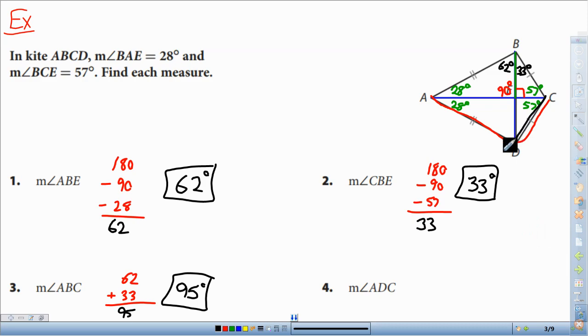If we notice that this entire triangle right here, this is a triangle, and we know 2 of its angles, 28 degrees and 57 degrees. If we subtracted those from 180, we would have figured out this missing angle. That would have been another way of doing it had we not known the measure of this angle. So there's a lot of different triangles that this thing breaks into. Keep an eye out for them. All right, cool.